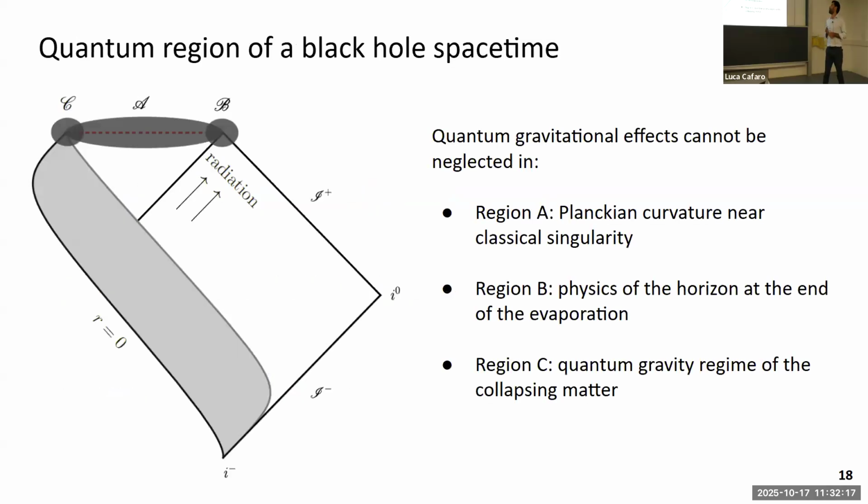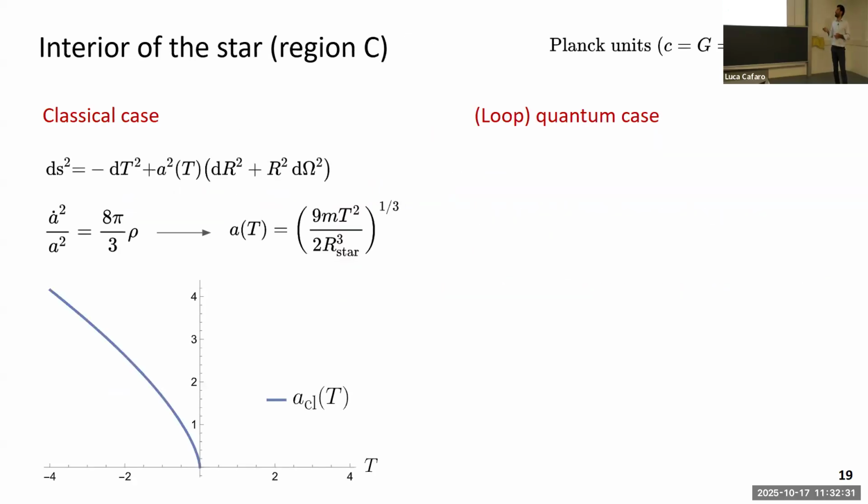Now we come back to the Oppenheimer-Snyder model. We've seen we have these three quantum regions we want to describe, and we can do it separately. So I will just start from the interior of the star in region C. We've seen that the classical geometry is given by the Friedmann geometry, the FLRW geometry. We know there's only one degree of freedom, the scale factor. And in this context, the scale factor gives me the physical size of the star, so the physical radius of the star. Its dynamics is given by the Friedmann equation.